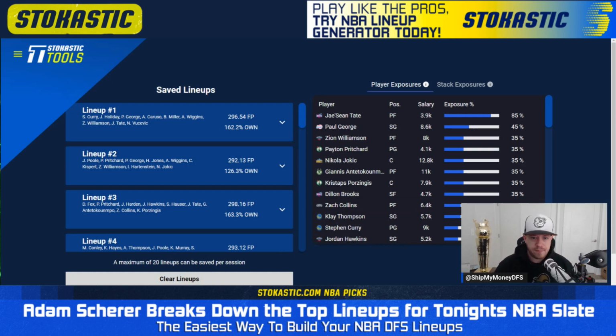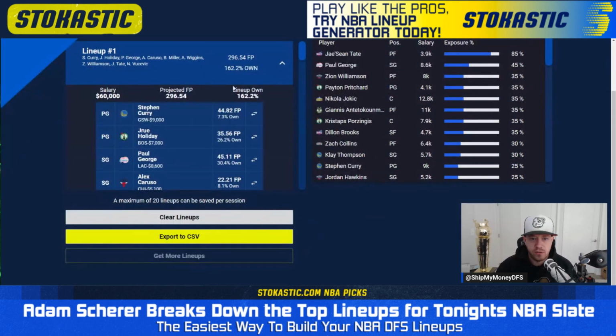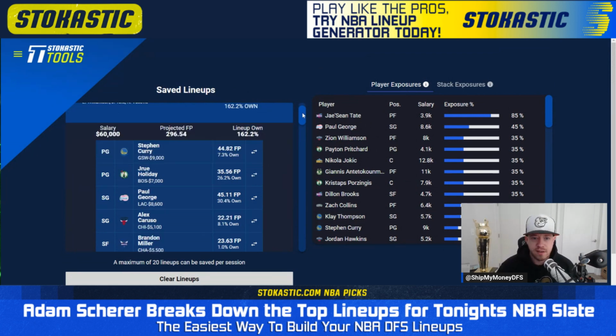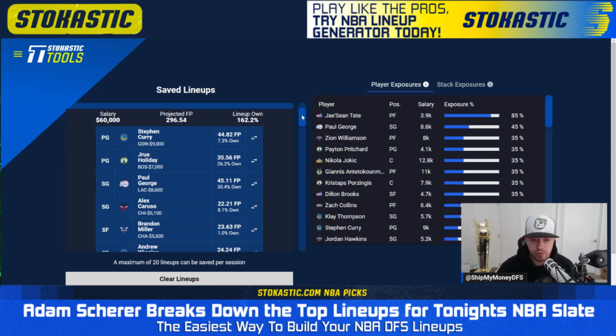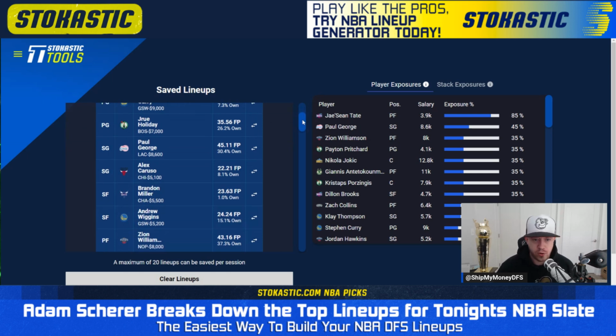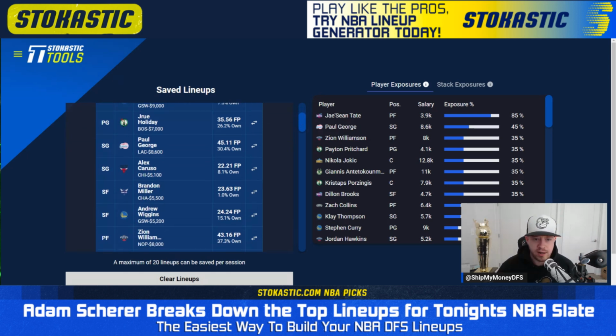And now we can look at this first lineup here. Projects for 296.5 fantasy points, 162% aggregate ownership. Keep in mind there is one more player in your FanDuel lineup than there is on DraftKings, so your aggregate ownership numbers are just going to skew higher than they do on DraftKings. In this lineup, we have a 7% owned Curry, so we have a contrarian piece there. Derrick Holiday at 26% looks good at 7K. Paul George at 30%. Alex Caruso, 5,100, getting 8% ownership.